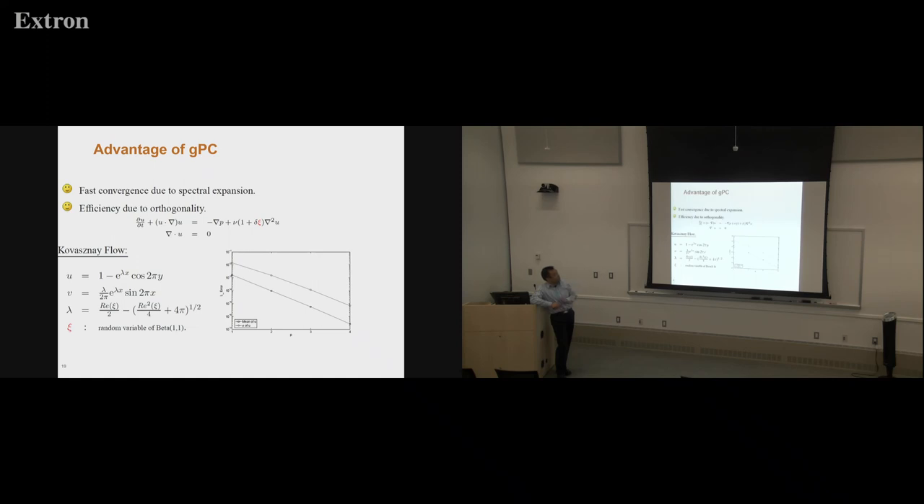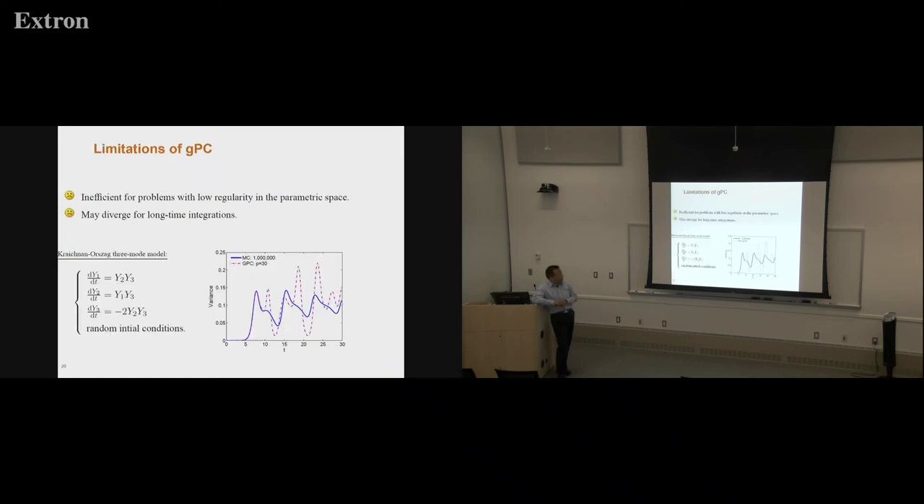For example, I want to solve the Navier-Stokes problem, and I assume there's some randomness in the viscosity. If I do this benchmark problem and increase the polynomial order p, I can achieve exponential convergence. Everything is very nice, so we achieve spectral convergence. This is the nice story about polynomial chaos. Let's look at another, not so nice problem.